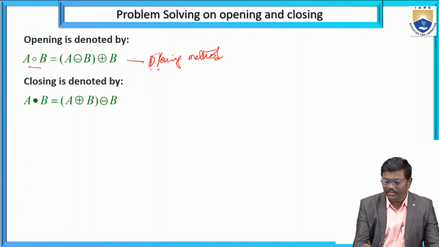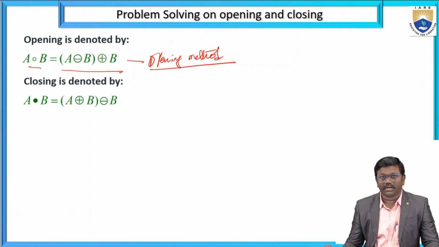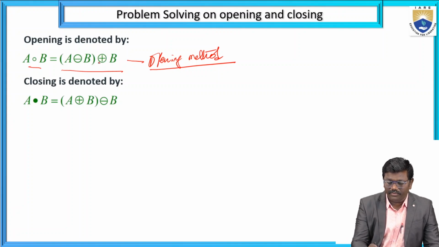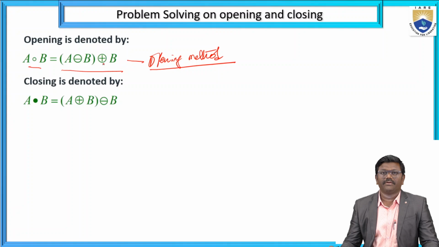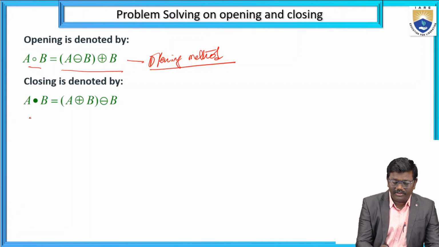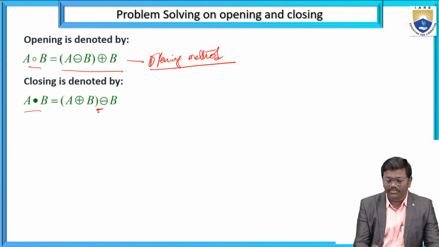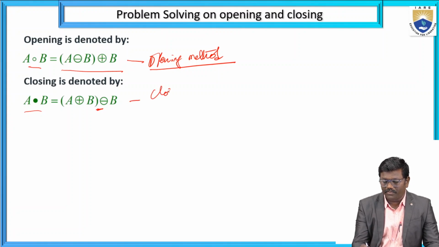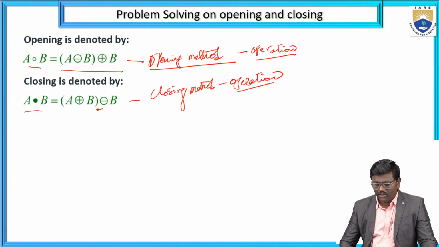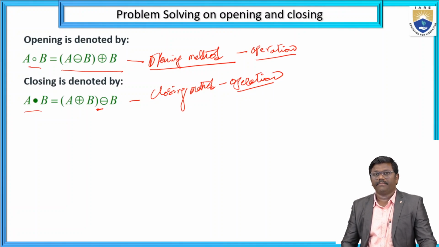This opening method is expressed in terms of the distribution property, which we apply here: A circle B. Whereas closing is defined as A dot B. This is the closing operation, and the other is the opening operation.